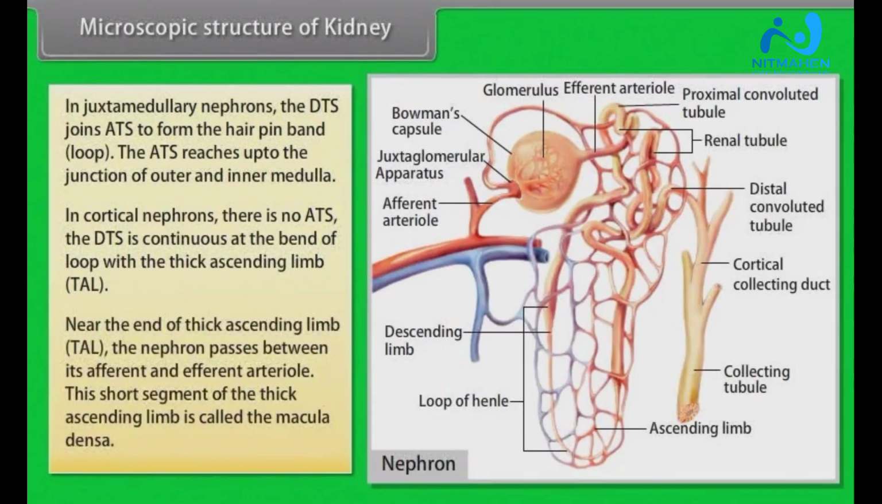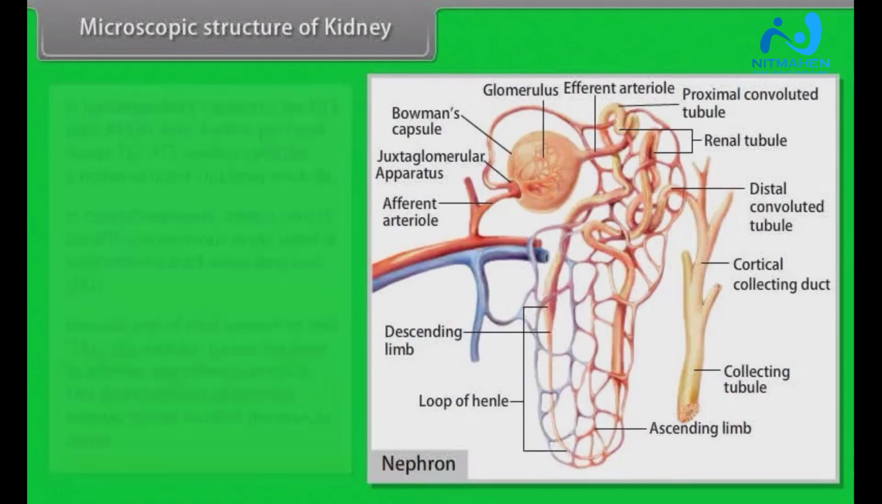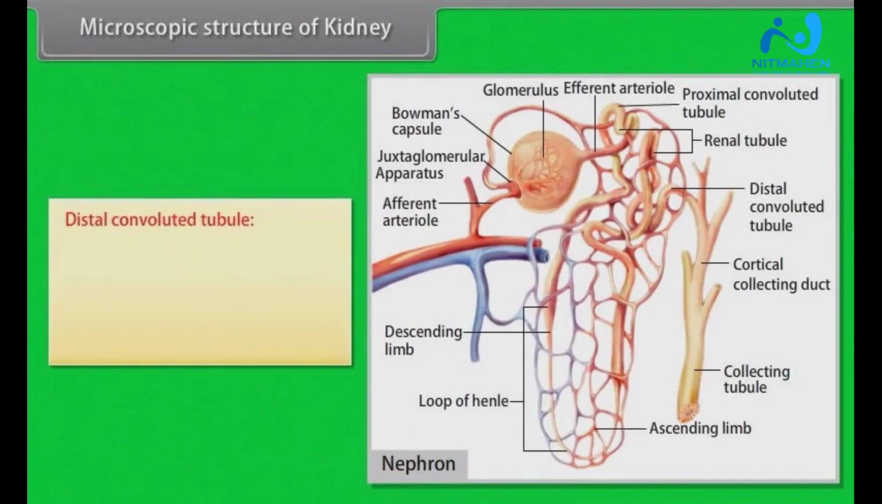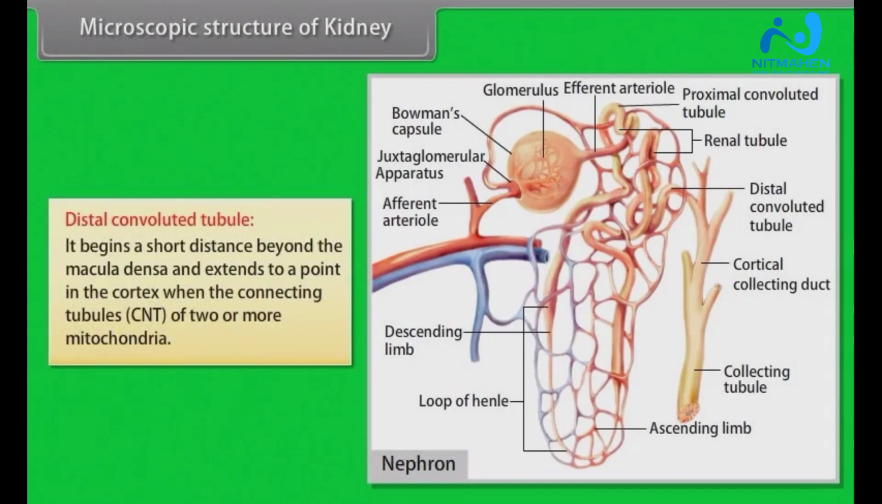Near the end of the thick ascending limb, the nephron passes between its afferent and efferent arteriole. This short segment of the thick ascending limb is called the macula densa. Distal convoluted tubule. It begins a short distance beyond the macula densa and extends to a point in the cortex where it joins the connecting tubules of two or more nephrons.